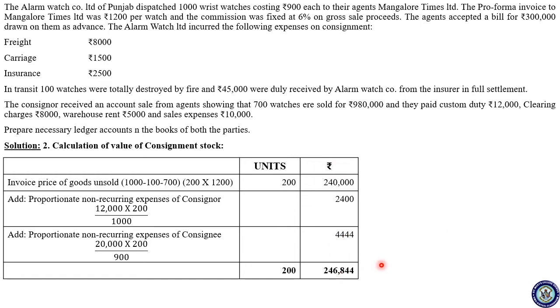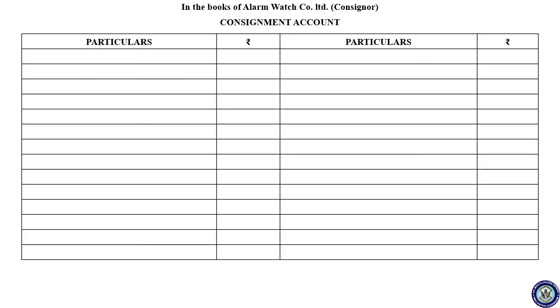If you have done it right, then prepare the ledger accounts in the books of the consignor, that is the Alarum Watch Company Limited consignment. So consignment again you have to do. The entire problem you have to do today in this class itself. So I will give 5 minutes to do the consignment account. So prepare the consignment account fast.